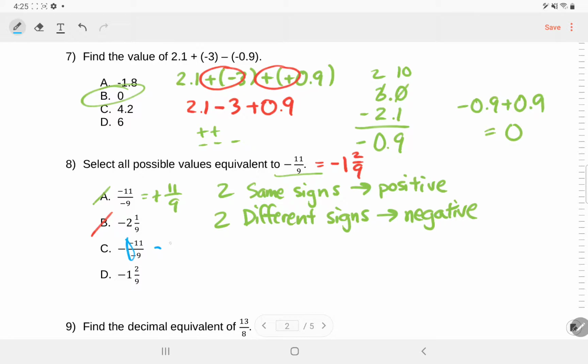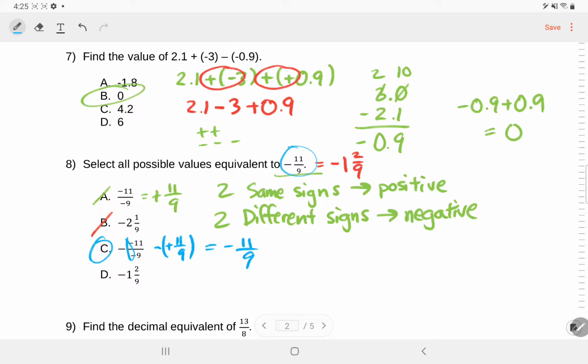So we have negative, positive 11 over 9. Now we have two signs that are different from each other, negative, positive. So negative and positive, two different signs, become, the final sign will be a negative. So this will be negative 11 over 9, which is the same thing as our original problem, negative 11 over 9. So the answer is C.